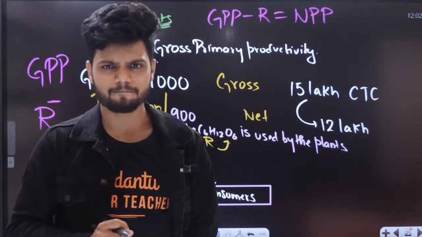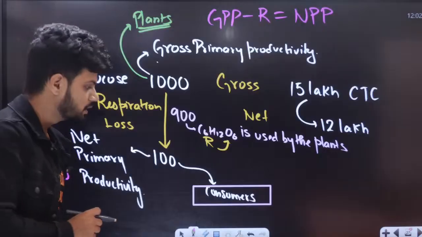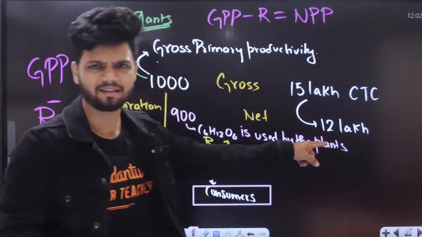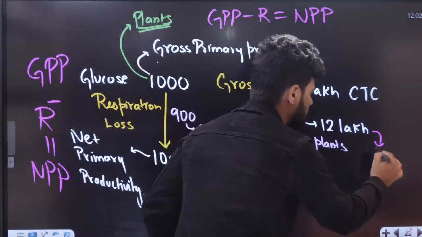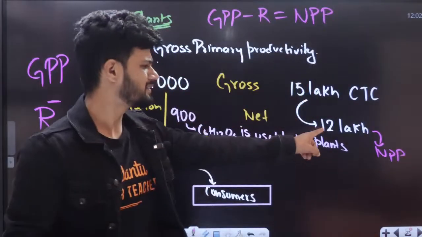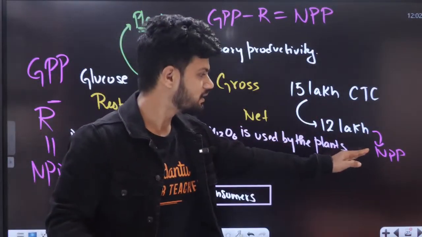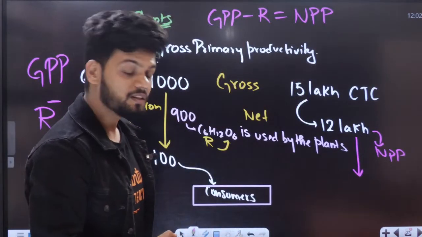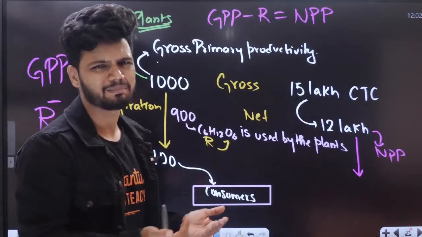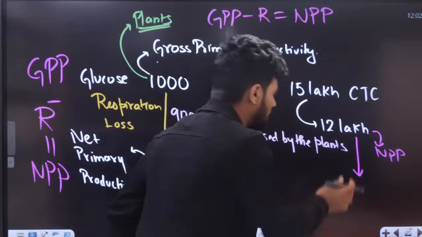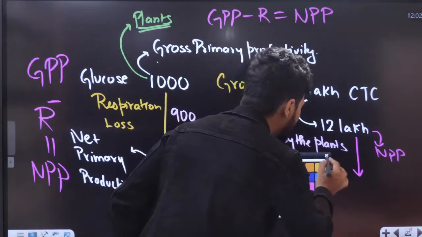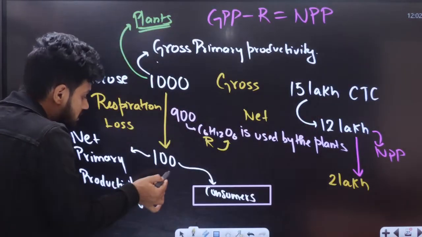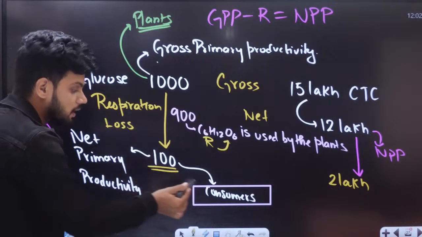Okay, so Divya, now for example, here we took Sony. Let's take that Sony is getting 12 lakh rupees in her account. This is the NPP which Sony is getting, 12 lakh. From this 12 lakh rupees, Divya is borrowing some money. She's like, please give me some money, I need some money in my life. Okay. From this 12 lakh rupees, let's say Divya is taking 2 lakh. Consumers are getting something.